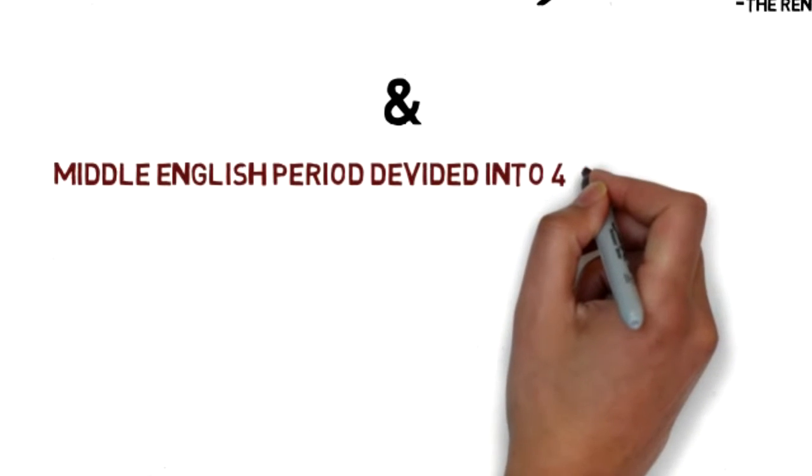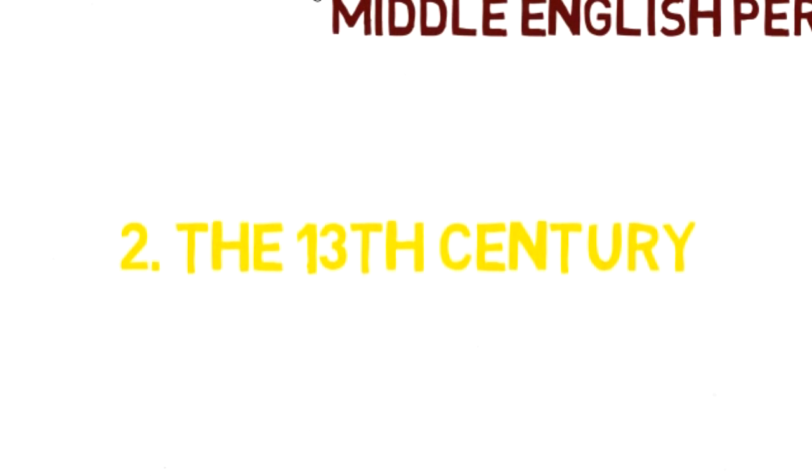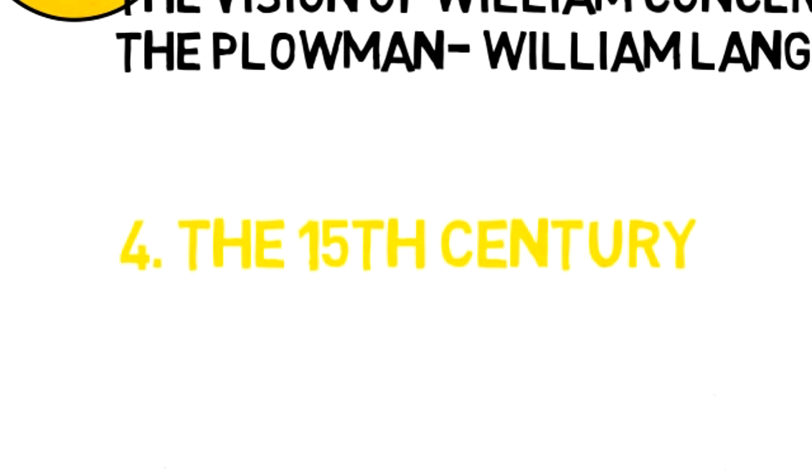Middle English period divided into 4 general ages. First, the early period. Second, the 13th century. Third, the 14th century. Fourth, the 15th century.